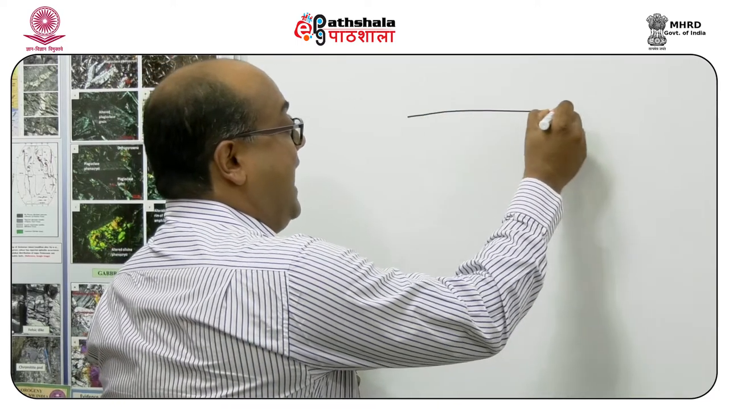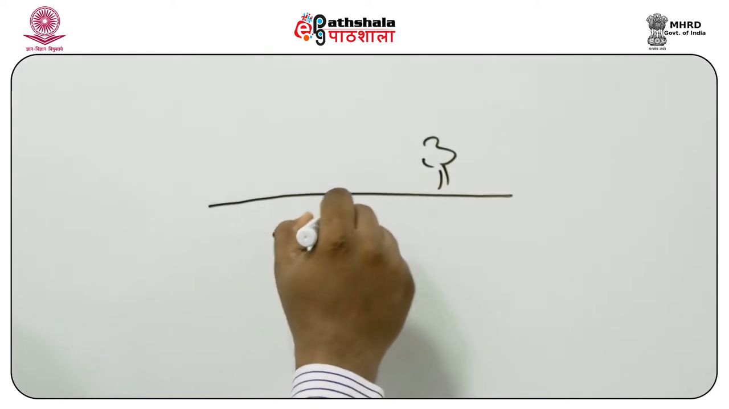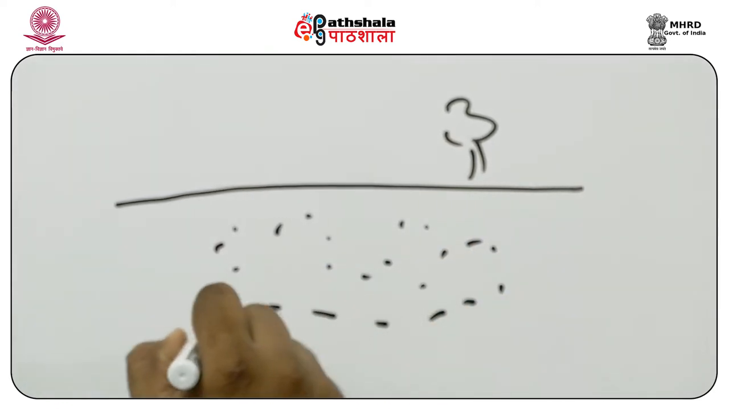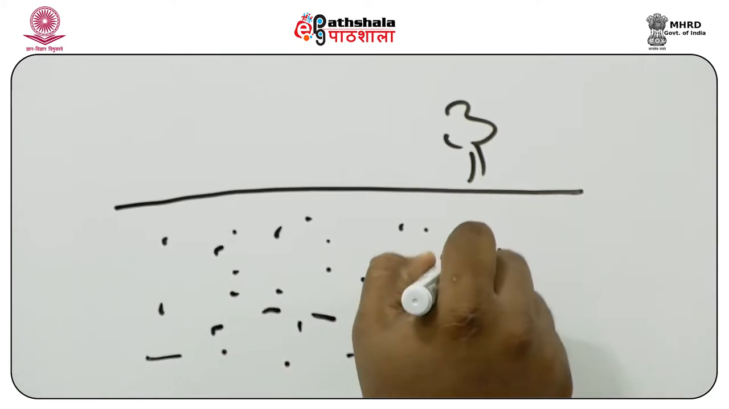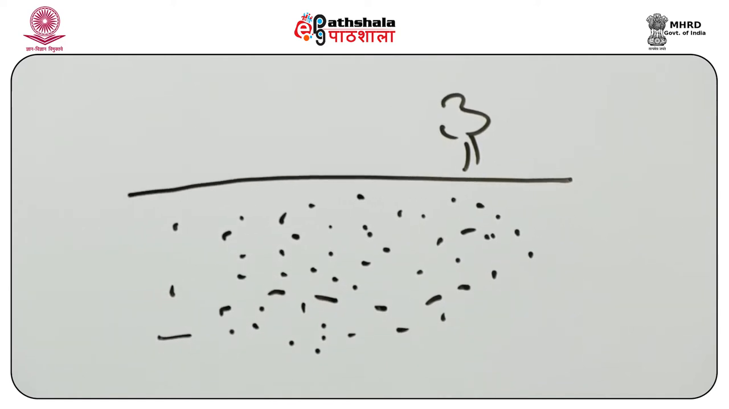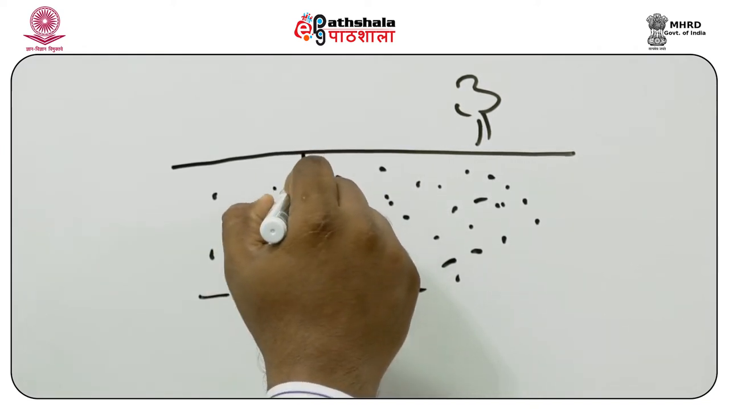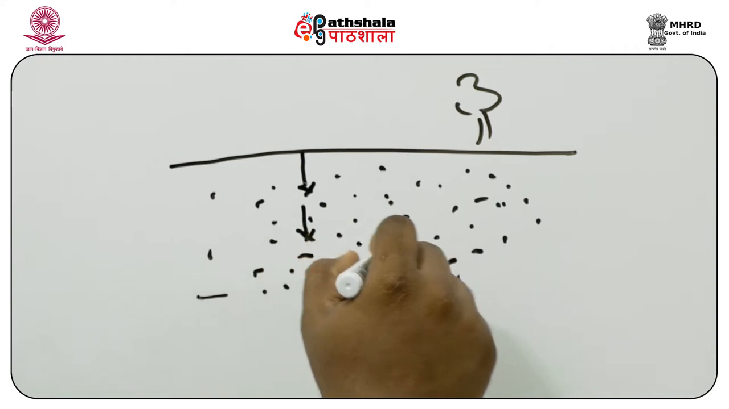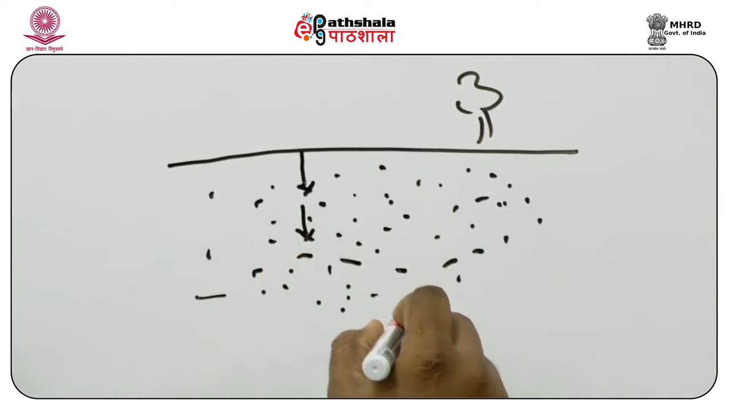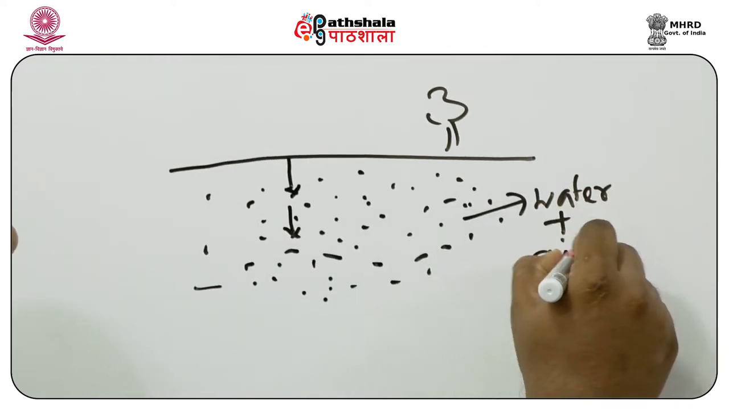So what we can see is that if we can draw a surface profile, if this is the surface of the earth, there are materials present underneath the surface. And the water is basically present within the gaps between the particles. Now, if we draw a vertical profile and go down further below, these pore spaces are initially filled up by water and air both. So we have water plus air within these pores.